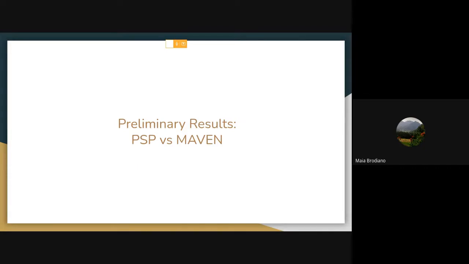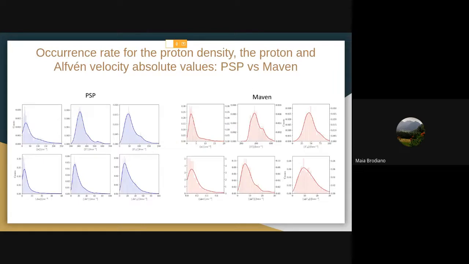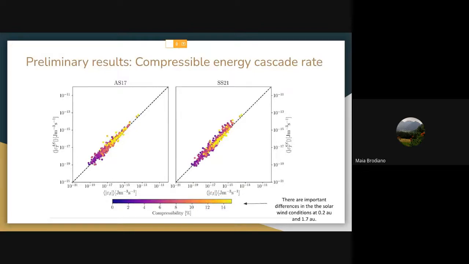And MAVEN is a spacecraft orbiting Mars. I know many of you might know. Okay, so we are going to use these observations. And comparing these two histograms, we notice that with the Parker Solar Probe observations, the level of density fluctuations is 2 orders of magnitude higher than MAVEN. So as a result, we have more compressible events in Parker Solar Probe than in MAVEN, since the most compressible events in MAVEN only reach up to a compressibility level of 10 to 50%.